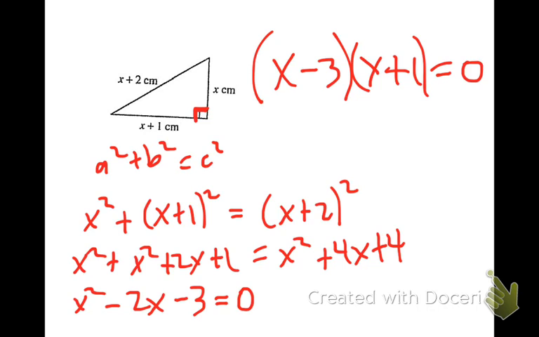So we solve for x. x can't be a negative number, so it's just going to be x equals 3 centimeters. It's not x equals negative 1. So that's 3, 4, and 5, our Pythagorean triple. So that's right. It works. You can check it by plugging it back in, seeing if it satisfies the Pythagorean theorem. All right.